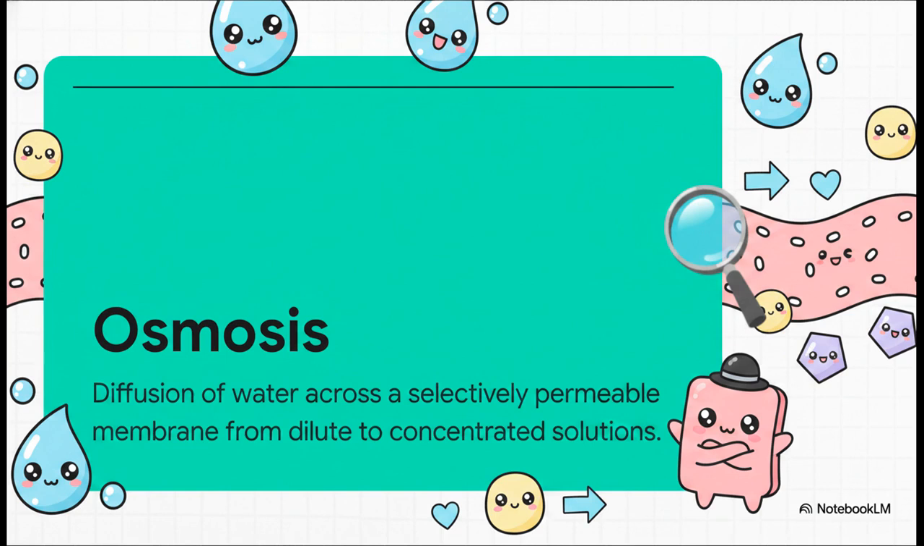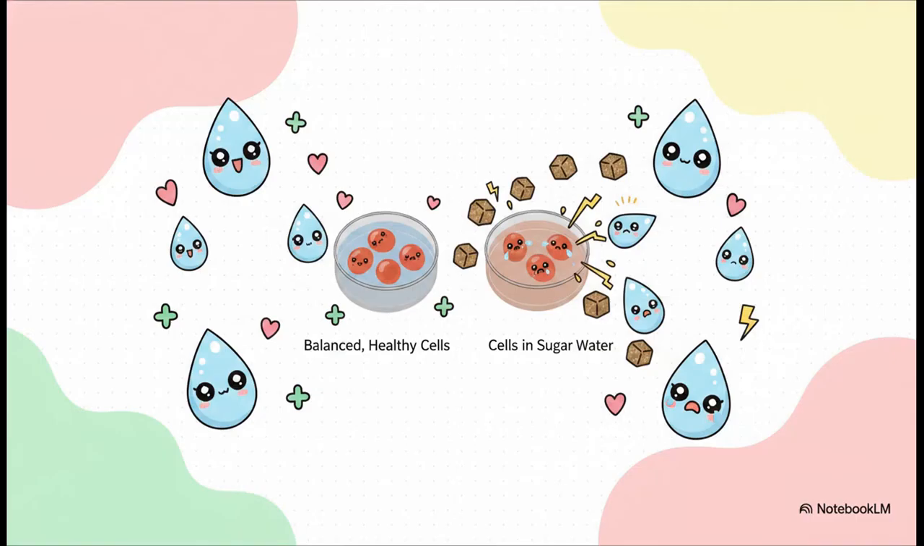Water will naturally flow from an area where the water is highly concentrated, like a dilute solution with less solute, into an area where there's less water and more solute, until everything balances out nicely. But when we mess with that concentration gradient, the effects are honestly pretty dramatic. A balanced, healthy cell is perfectly stable.